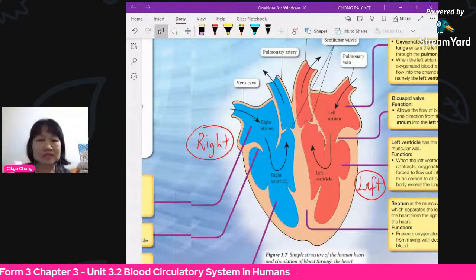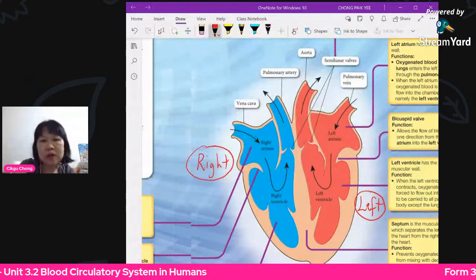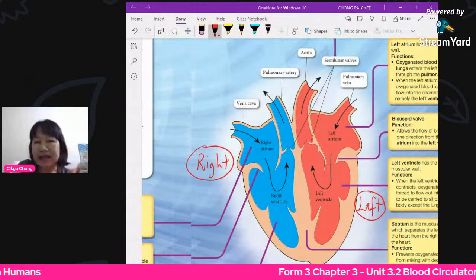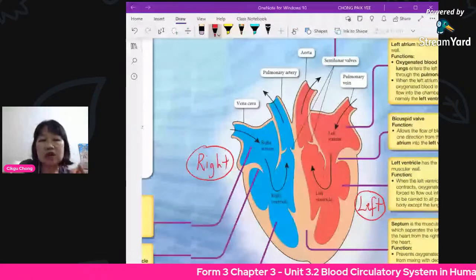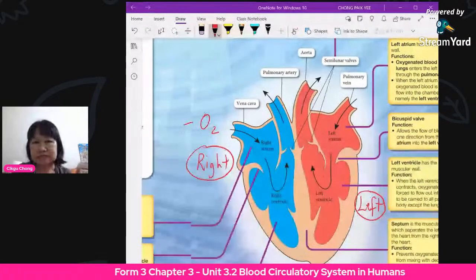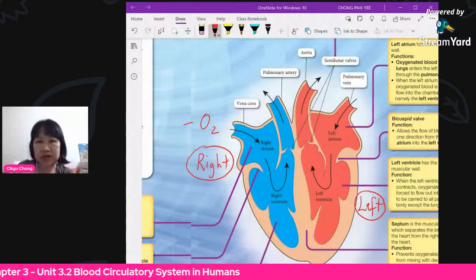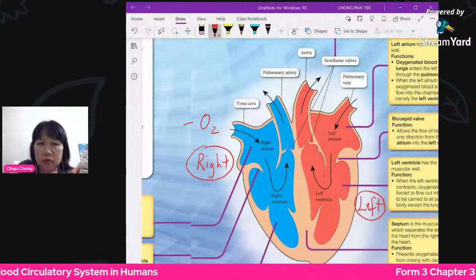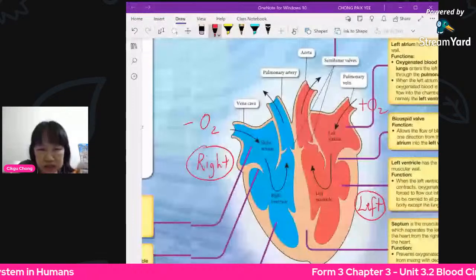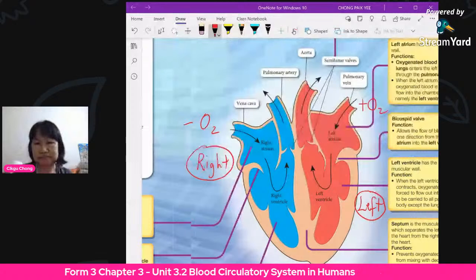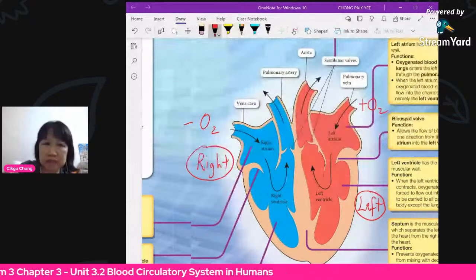Okay, so let me write down here. Whenever you see the right side of the heart, it always handles the deoxygenated blood. Always. And the left side of the heart always handles oxygenated blood. Always. And these two bloods never mix inside the heart. Never.